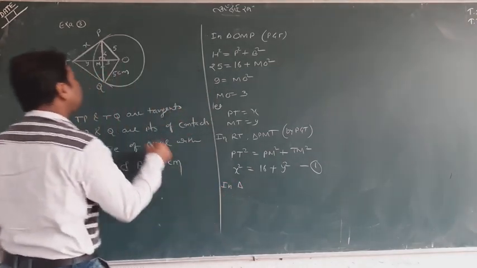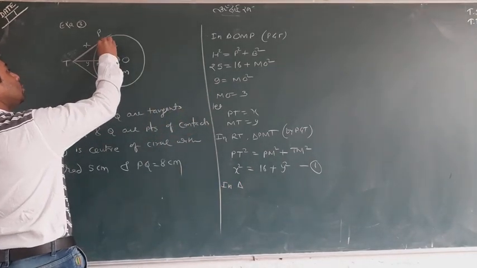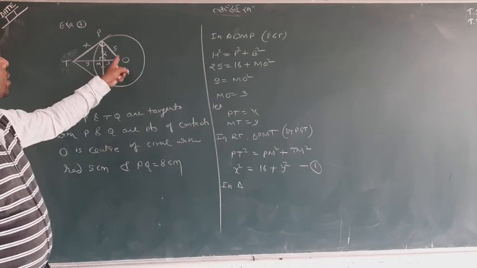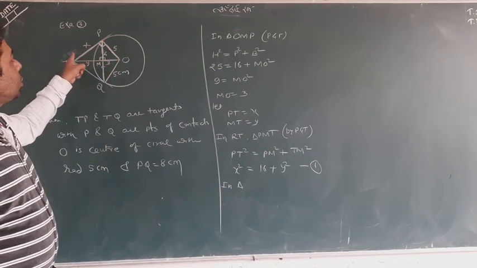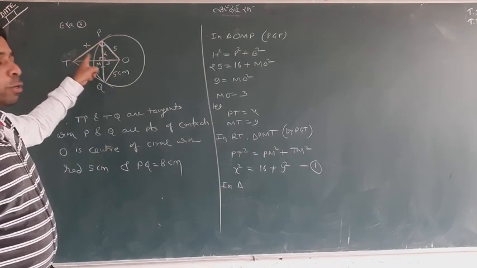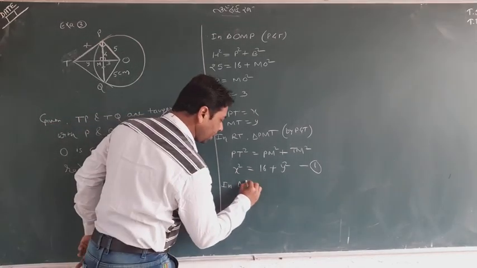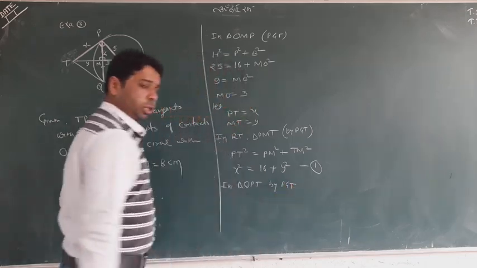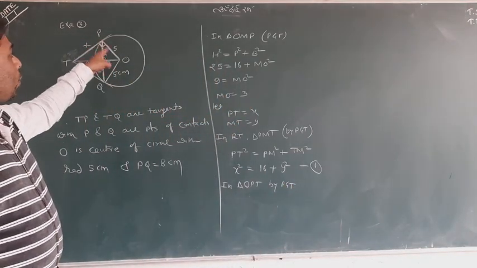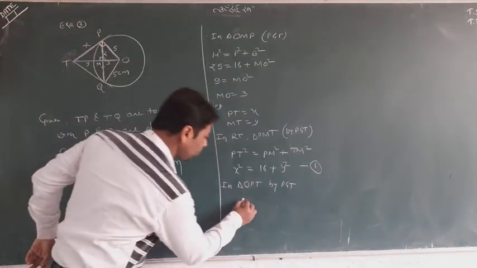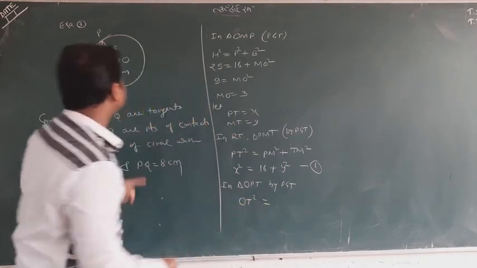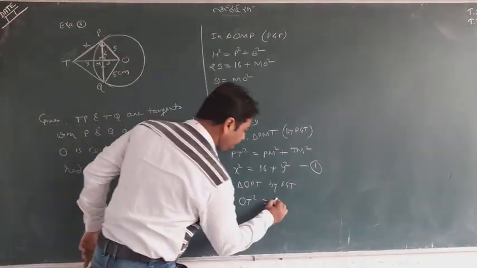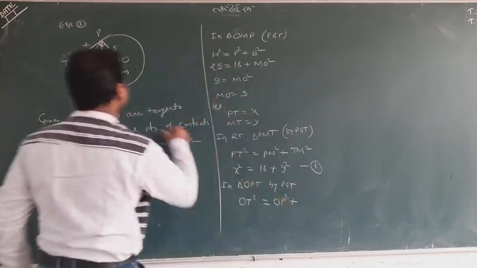Again I will take one right angle triangle which is actually this one. Can you see? This is a radius, this is the point of contact, it is a tangent, so it is going to be 90 degrees. OPT is also a right triangle. In the triangle OPT, again use PGT, where hypotenuse is OT, perpendicular is OP, and base is PT.